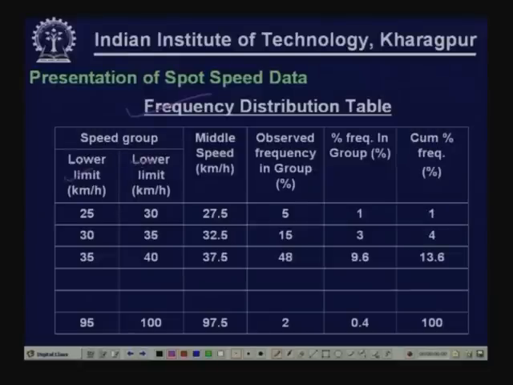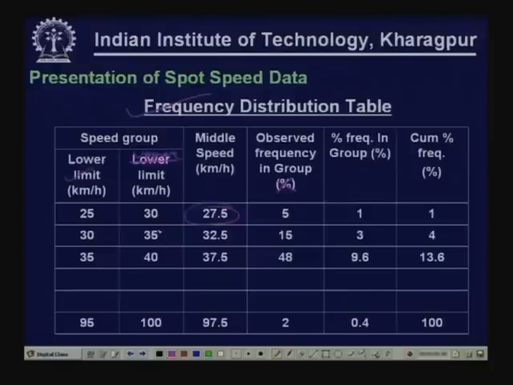This is not the lower limit, this is actually the upper limit. So, one lower limit is there, another upper limit is there. Then you decide the middle speed. Suppose in this hypothetical example, if you decide one group with 25 to 30 kilometer per hour speed, the average is maybe 27.5. Then you note down the observed frequency in the group. That means, this is again not in percentage normally. So, you take the number of observations.